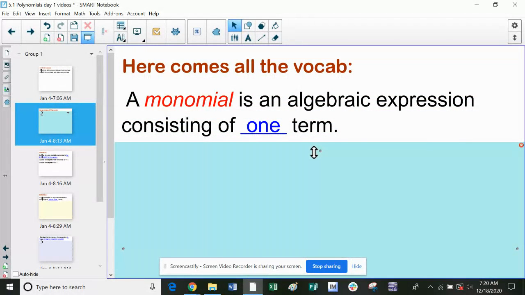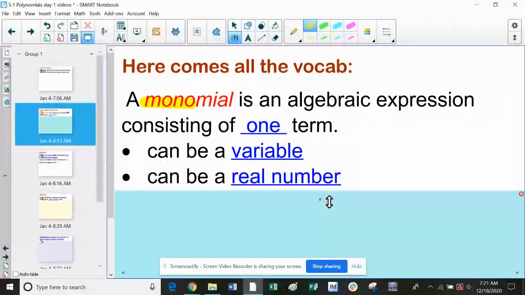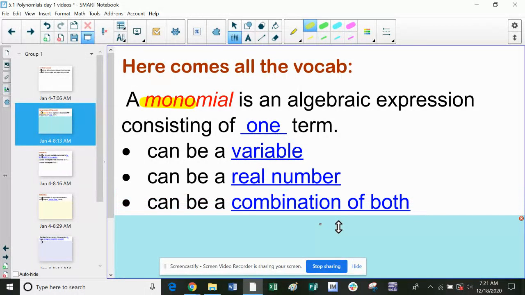So what is a monomial? Well, take a look. English will give us a few clues on this. When you see mono in front of any word, that's a prefix, that means one. So a monomial is an algebraic expression consisting of one term. Now, it can be a variable, it can be a real number. So for example, it could be just x, or it could be the number 3, or the square root of 2, or it can be a combination of both.